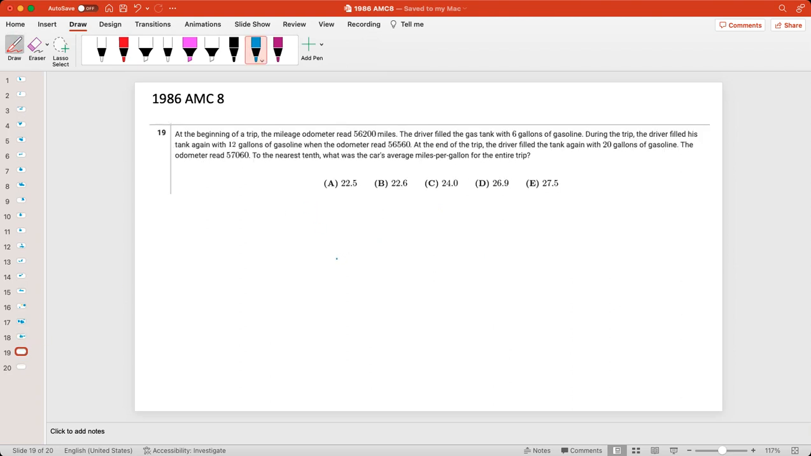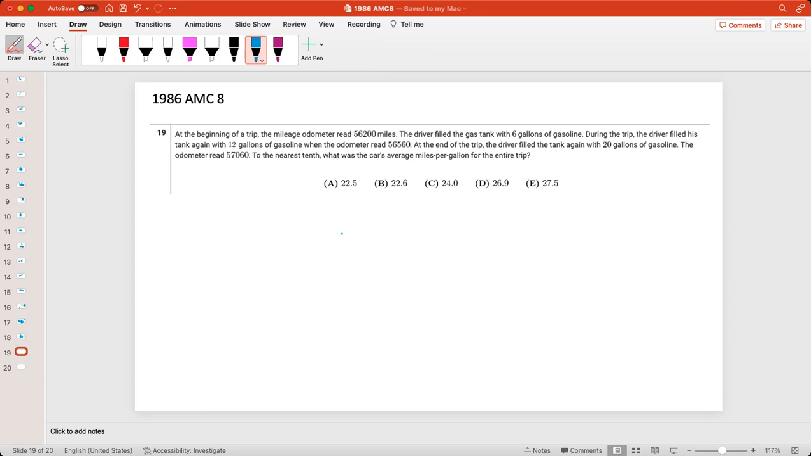At the beginning of a trip, the mileage odometer reads 56,200. The driver filled the gas tank with 6 gallons of gasoline. During the trip, the driver filled his tank again with 12 gallons of gasoline when the odometer went some number. At the end of the trip, the driver filled the tank again with 20 gallons of gasoline. The odometer went so much. To the nearest tenth, what was the car's average miles per gallon for the entire trip?